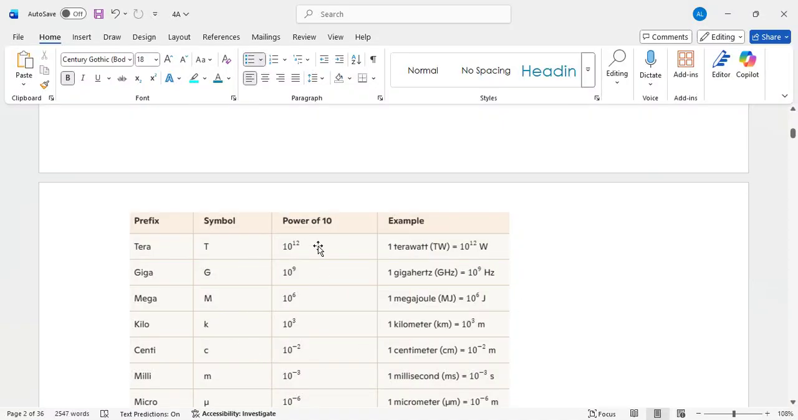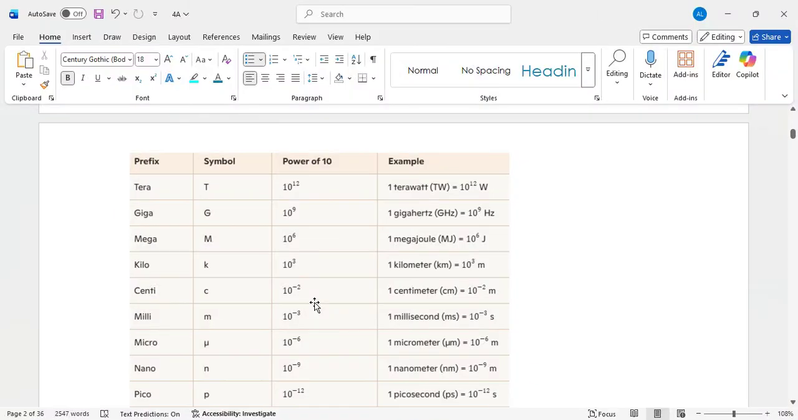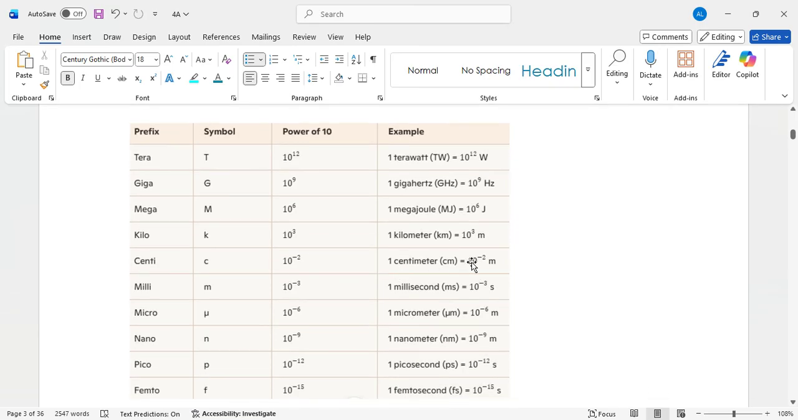Tera is 10 raised to 12, giga is 10 raised to 9. Remember the pen drives, gigabytes. Mega is 10 raised to 6. Remember megalodon, you know how big it was. Kilo is 10 raised to 3, it's easy. Centi is 10 raised to minus 2. Remember that centi is where the minuses start. 1 centimeter equals 10 raised to minus 2 meter.